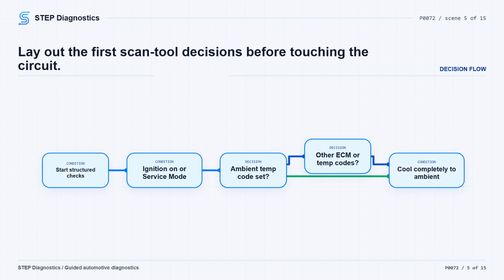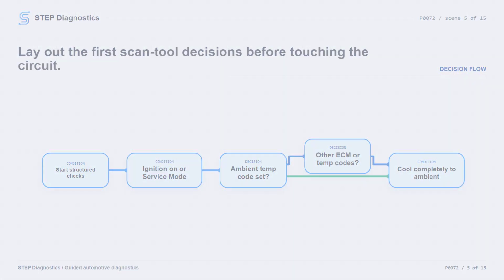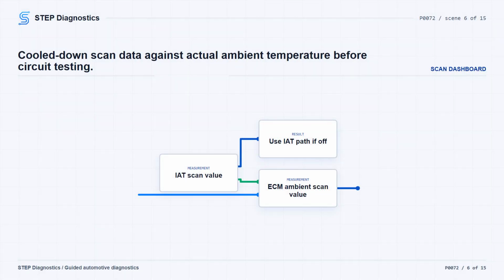If it is not set, check for any other ECM or temperature-related codes. If other codes are present, check what they mean first. If there are no other codes, let the vehicle cool completely to ambient temperature before comparing scan data. Once the vehicle is fully cooled down, use actual ambient temperature as your reference. Verify the scan tool intake air temperature parameter is within 15 degrees Celsius, 27 degrees Fahrenheit, of actual ambient temperature. If it is not, follow the intake air temperature sensor diagnostic path instead.